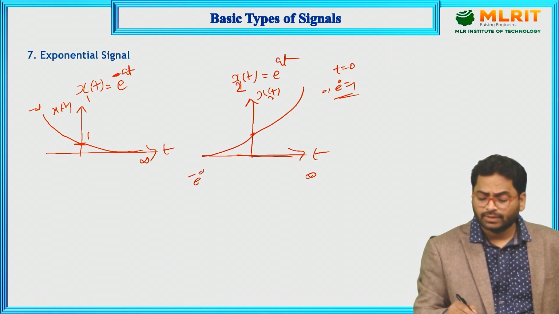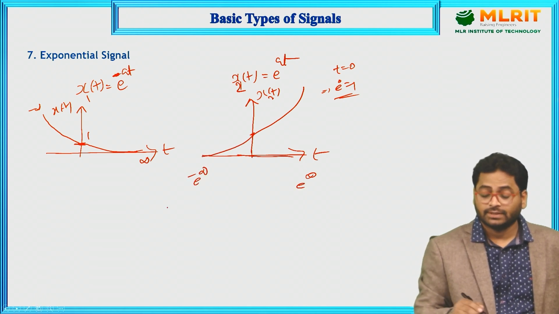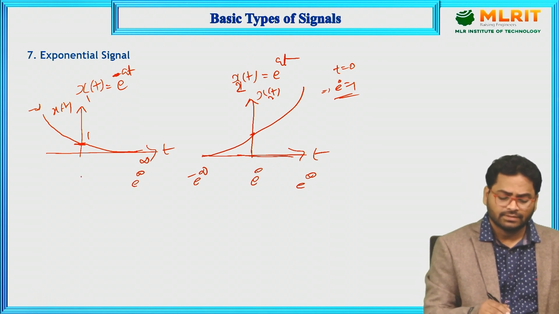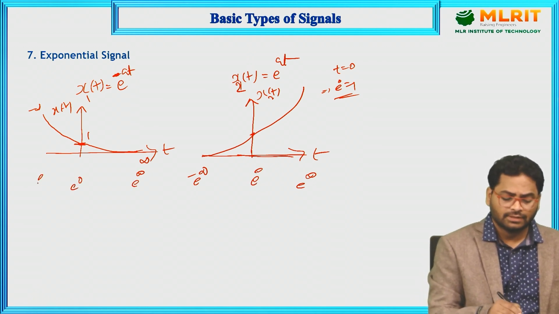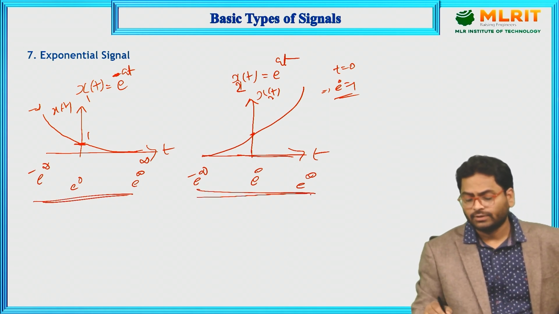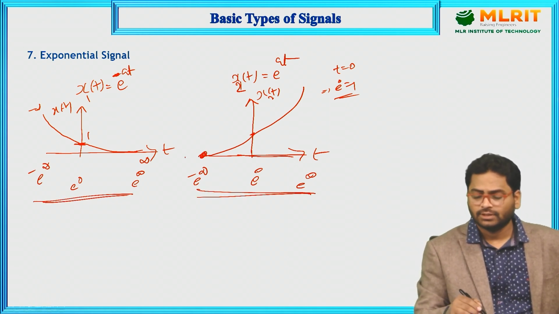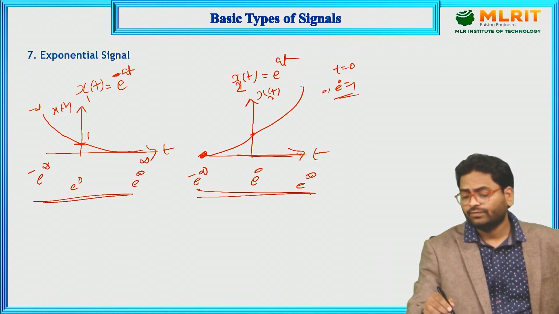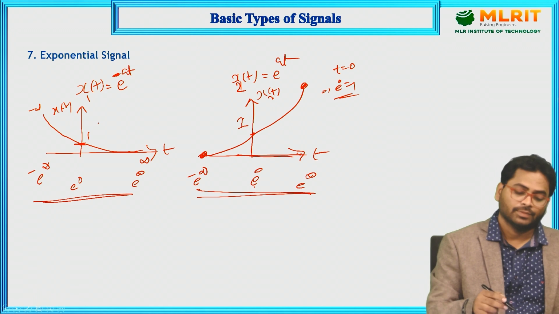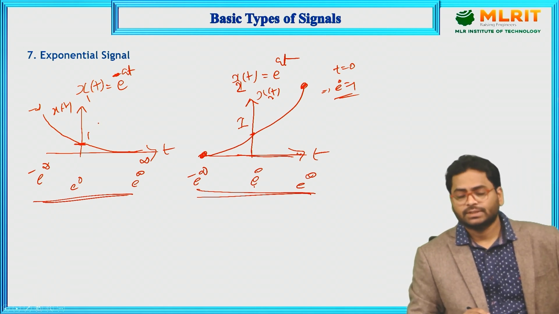If you evaluate all these values, you will get e power minus infinity is 0, e power infinity is infinity, and e power 0 is 1. These are the two exponential signals.